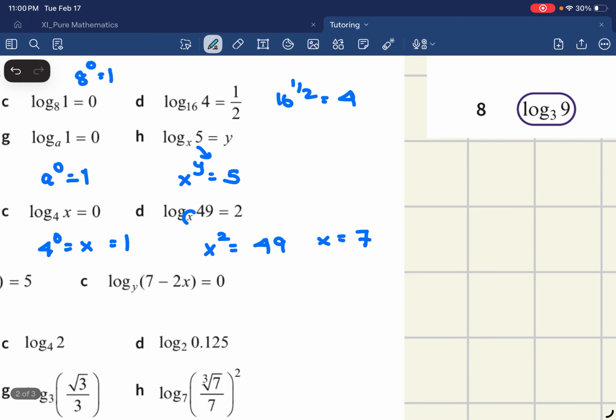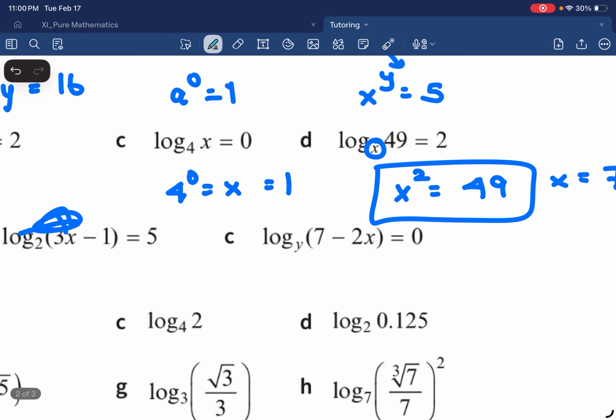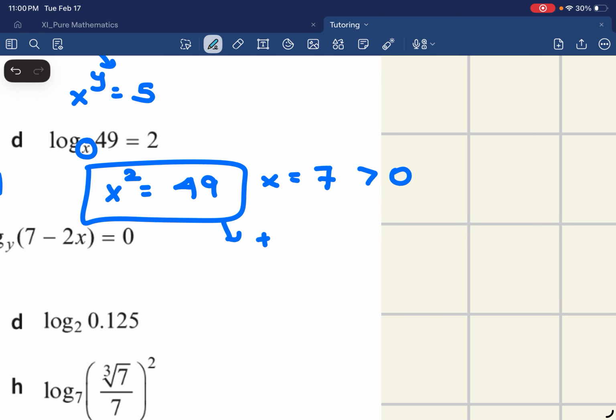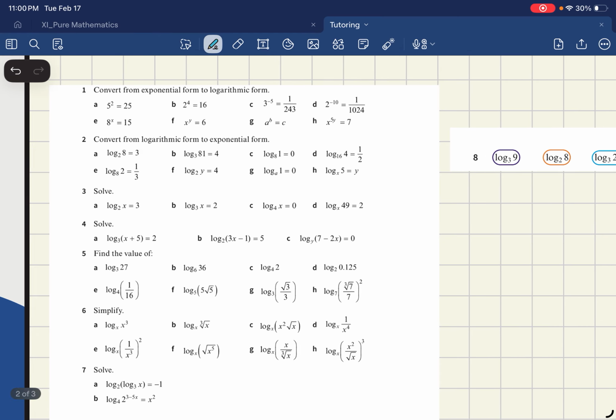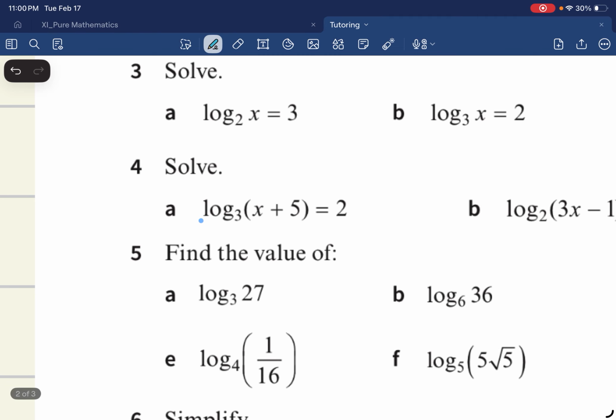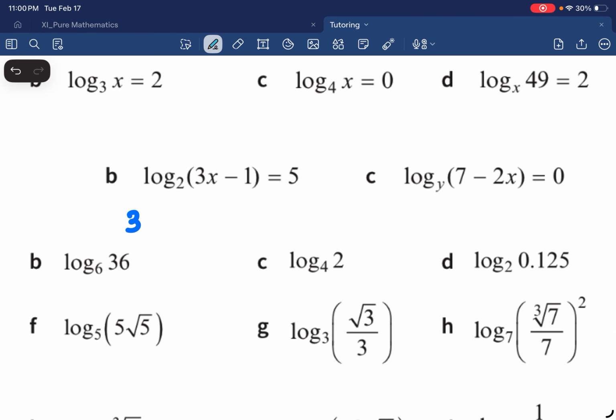Because we said that our base is going to be greater than 0, right? Actually this equation has two solutions, plus or minus 7, but since our base can only be positive, we reject minus 7 as a solution. That is how you can approach these questions. These are very fundamental, easy questions. This one, again, 3 to the power 2 is given to be x plus 5. So x plus 5 is equal to 9, x is equal to 4. This is the same thing. 32 is equal to 3x minus 1. I think 2 to the power 5 should be 32.